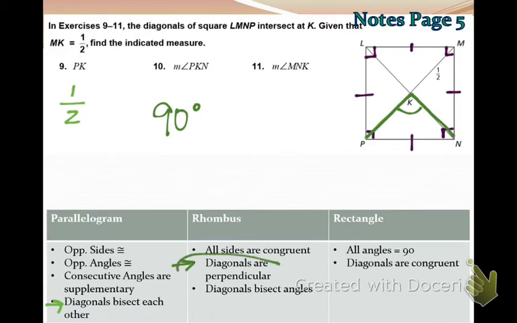Because it's a property of all rhombuses, and a square is a specific type of rhombus, where the two diagonals intersect, it forms 90 degrees. So all of these are 90, technically.